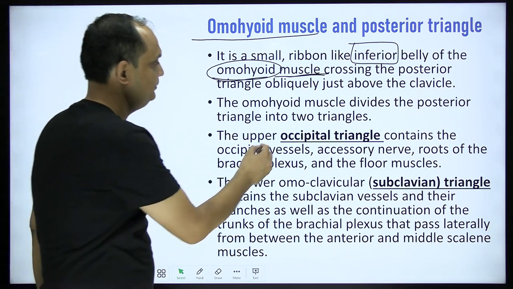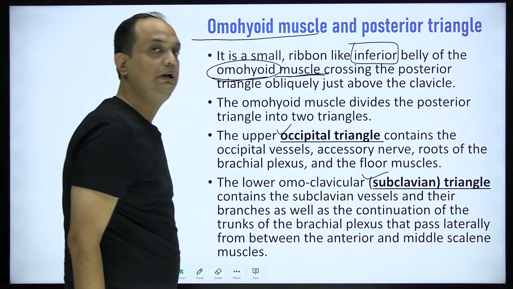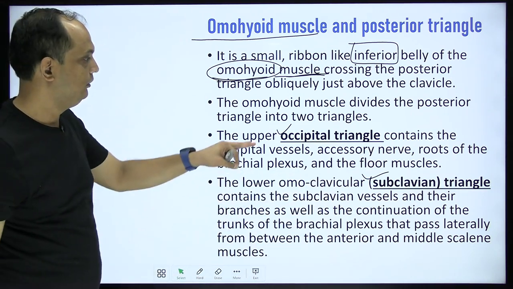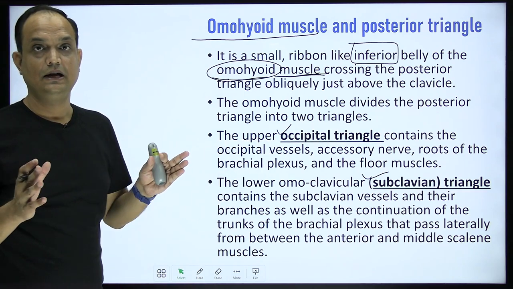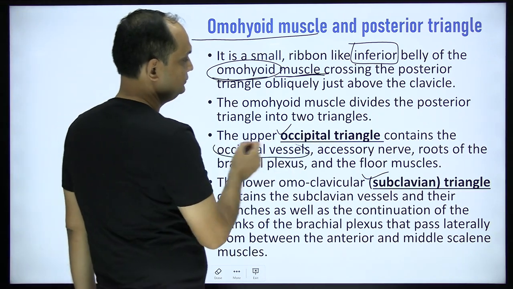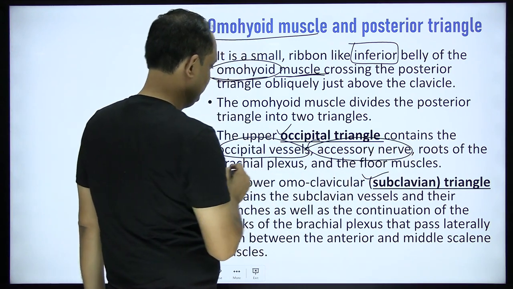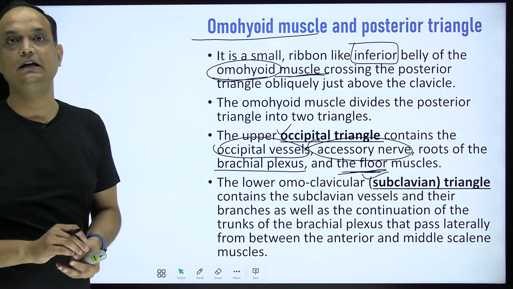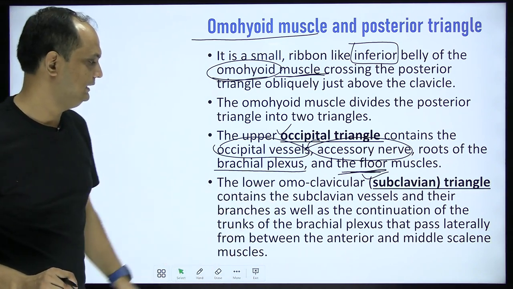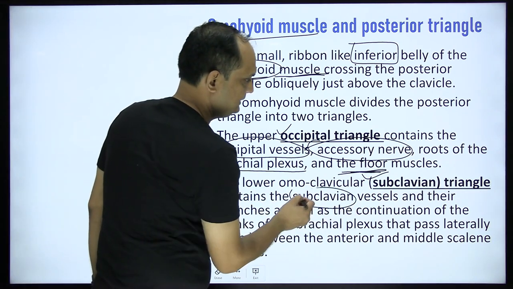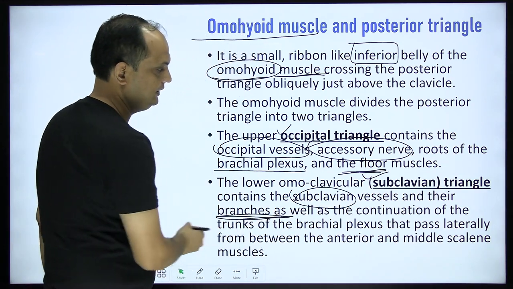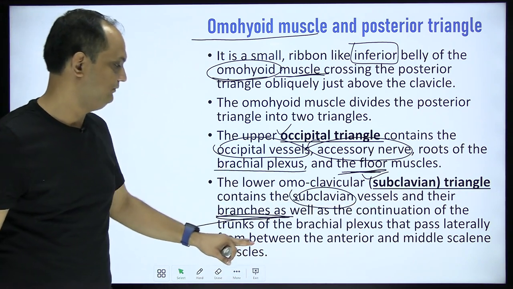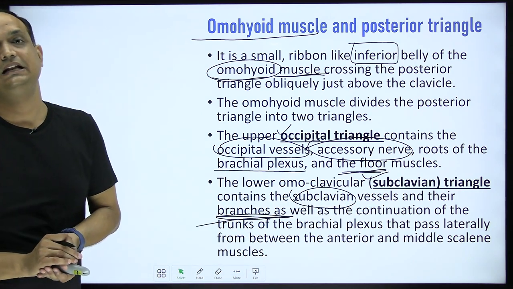the two parts: occipital triangle and subclavian triangle, also known as the omoclavicular triangle. Now, the occipital triangle is larger and it contains the occipital nerves, accessory nerve, roots of your brachial plexus and the floor muscles. When you see the lower triangle, that is the omoclavicular triangle, it contains the subclavian vessels, the branches of the subclavian artery, and the trunk of the brachial plexus, which passes laterally from between the anterior and middle scalene muscles.